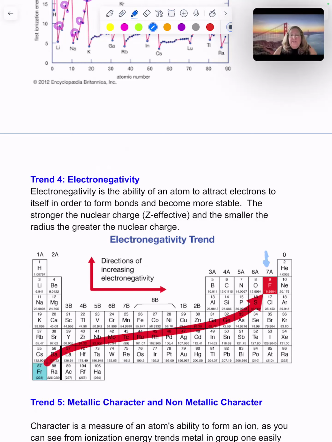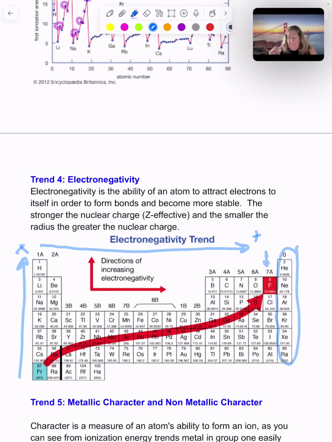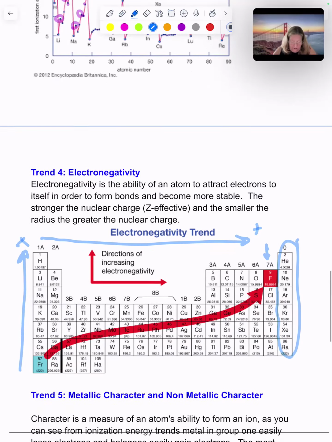So this trend increases as you approach fluorine. And it is very much the same trend as ionization energy. It's going to increase as you move over and increase as you go up. But for electronegativity, we're going to take the noble gases off the table because they're not going to be attracting any to it because it has a full configuration.